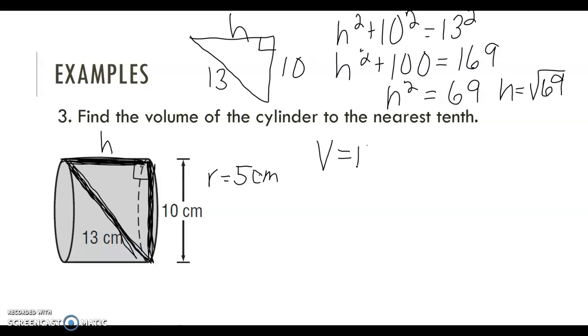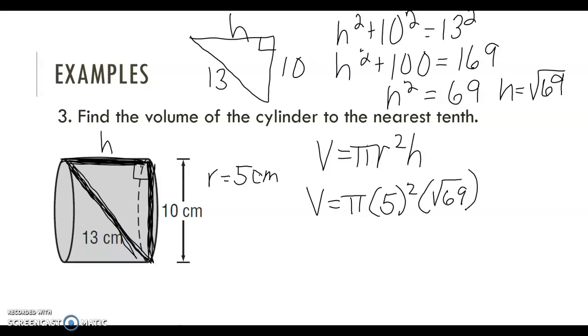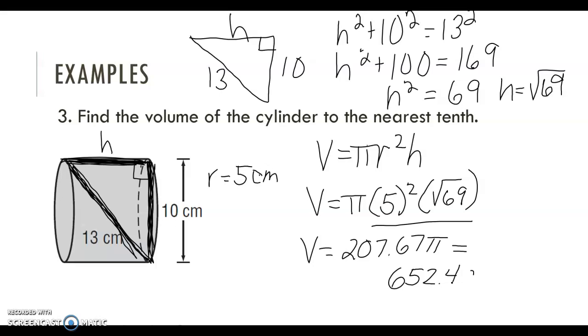So then volume is pi r squared h. So pi, the radius we said was 5, so 5 squared, and then this height is the square root of 69. So if I go ahead and multiply this 5 squared times the square root of 69, I'm just going to round it to the nearest hundredth. So I would get 207.67 pi in terms of pi. And then we'll multiply that out, round our final answer to the nearest tenth, 652.4 cubic centimeters. And that is all for volume of cylinders.